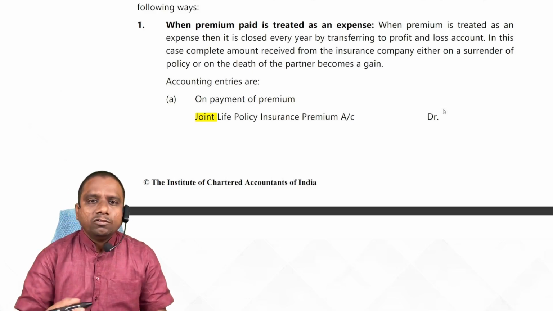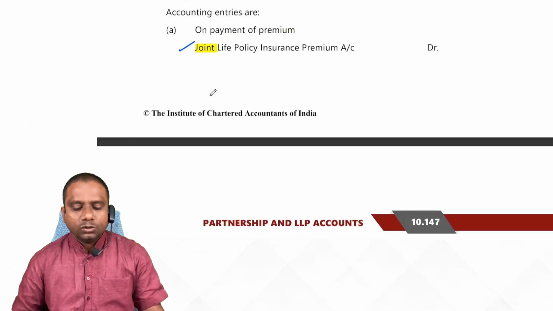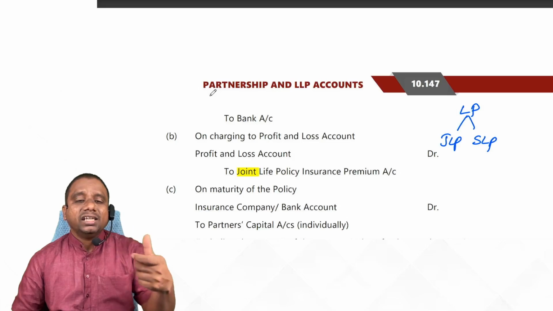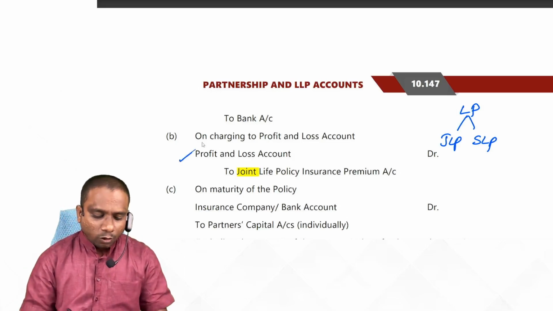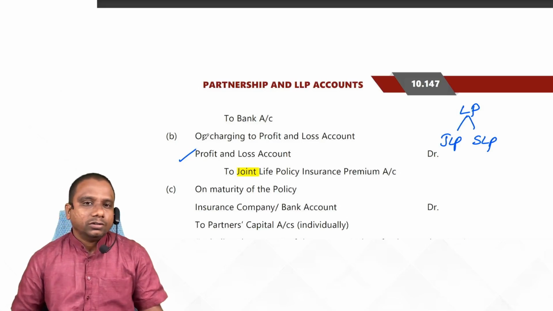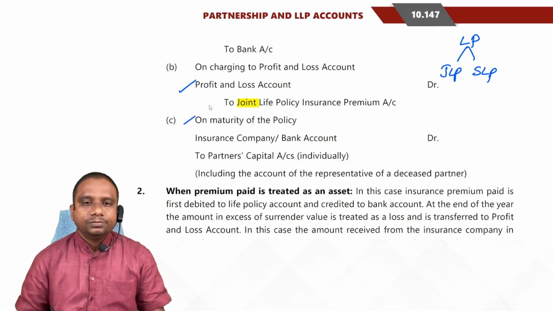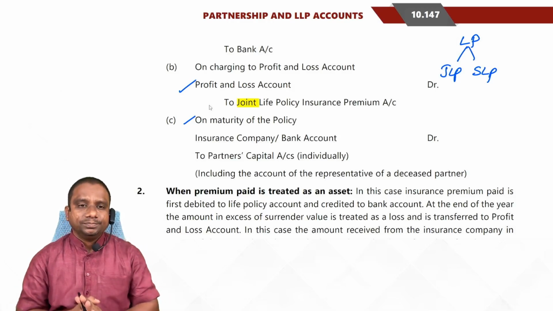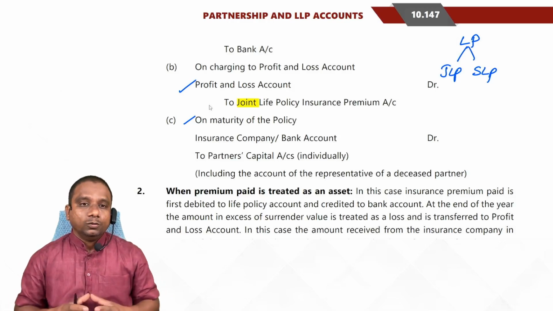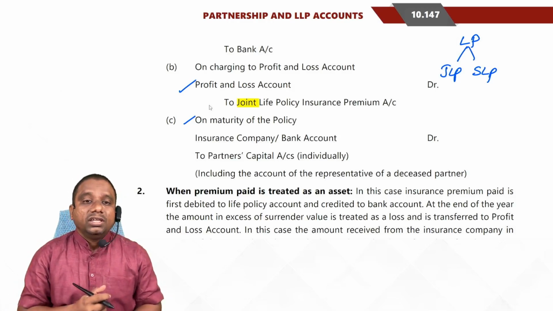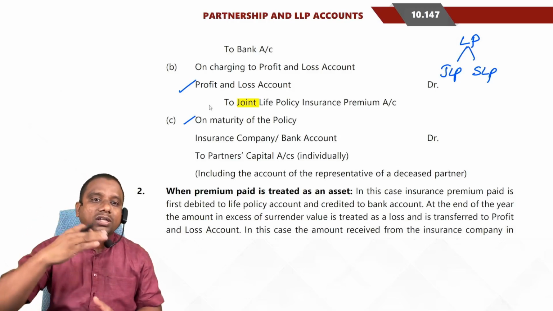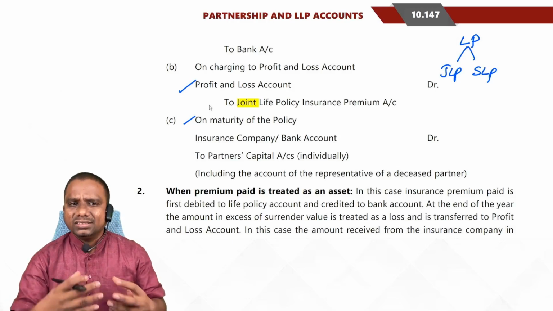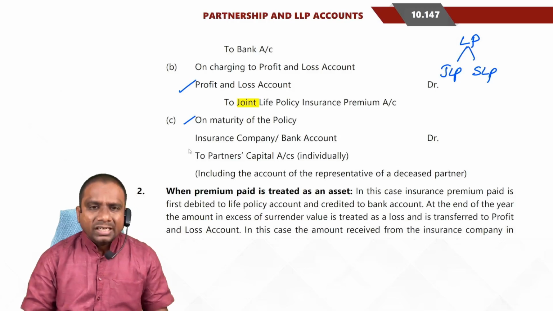First, at the time of making payment, joint life policy insurance premium account debit to bank account. Now, this premium paid is treated as expense, that is closed. So, profit and loss account debit to premium account. On maturity, what we do? Generally, at the time of retirement, we surrender the policy and we get surrender value. But at the time of death, what happens? We receive total amount. At the time of death, we receive total amount, but at the time of retirement, we get surrender value.